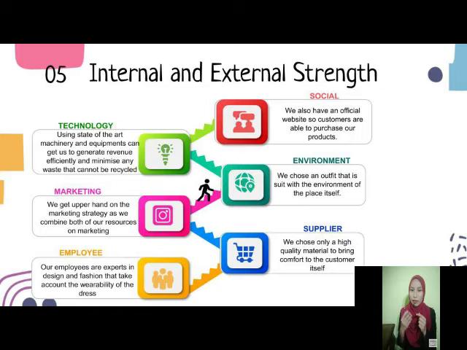We want to have a good relationship with customers, and at the same time, we want our customers to enjoy shopping with us. We have an official website, so customers are able to purchase our product from the comfort of their own homes without having to visit our physical store. Thus, it is the easiest way for them to purchase the product as it already has a catalog of the designs, and it also can save the customer time. So, that's all for the external and internal strength.